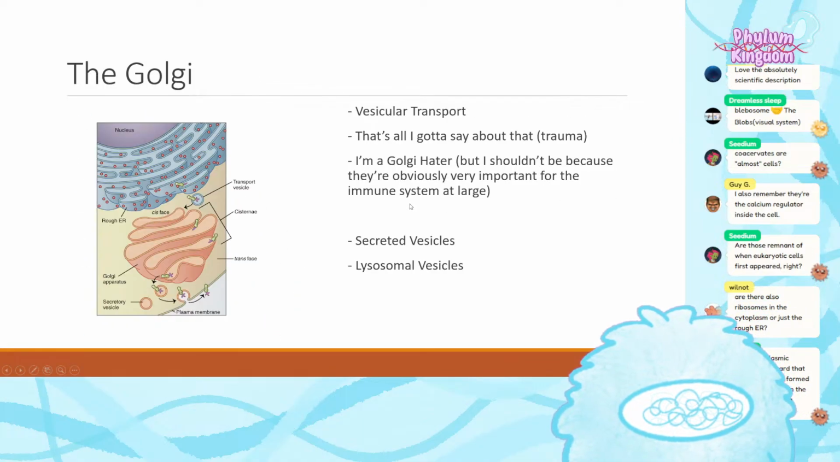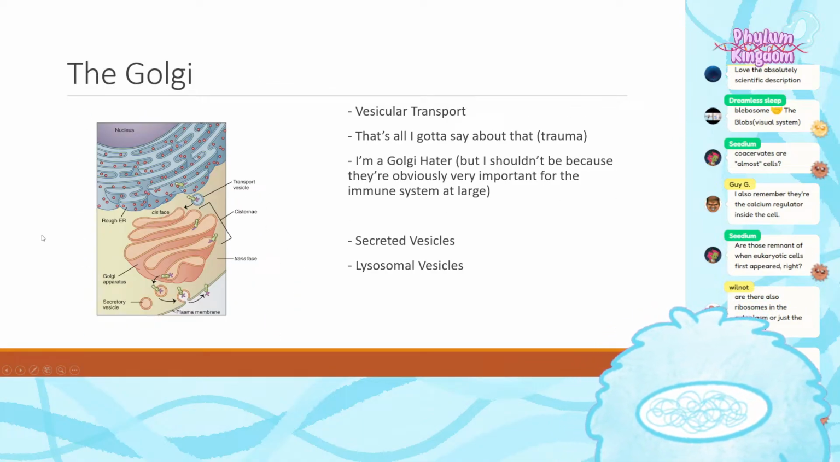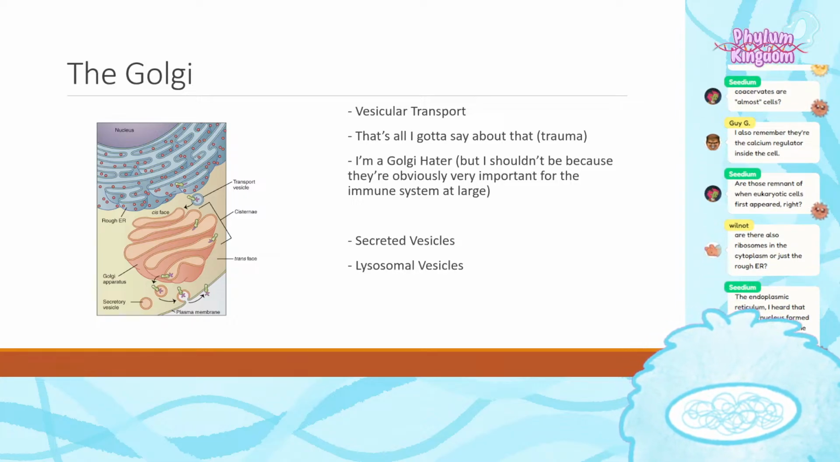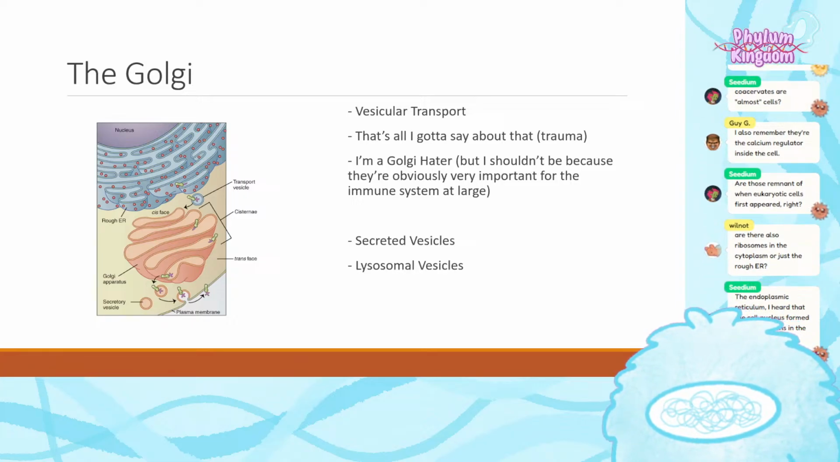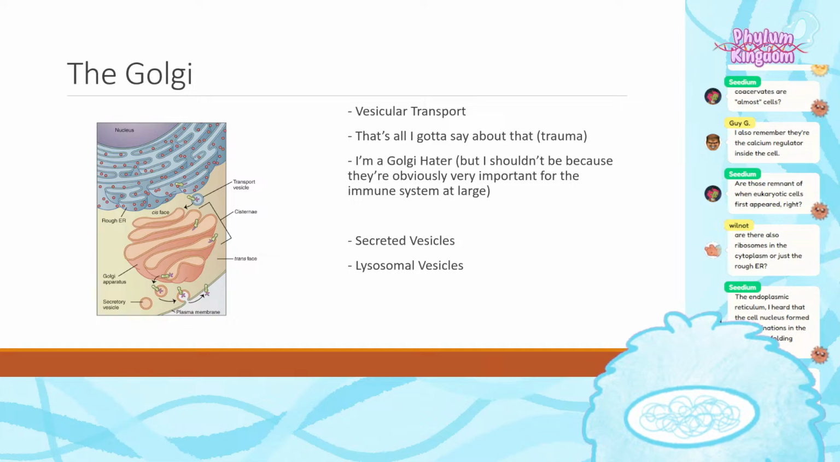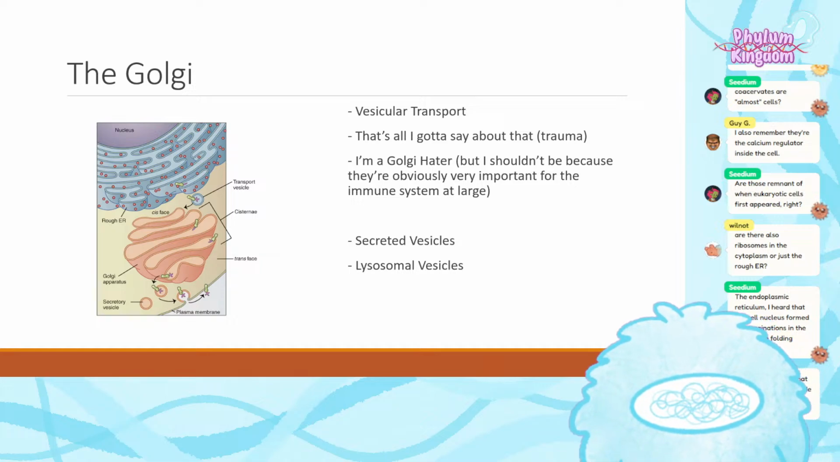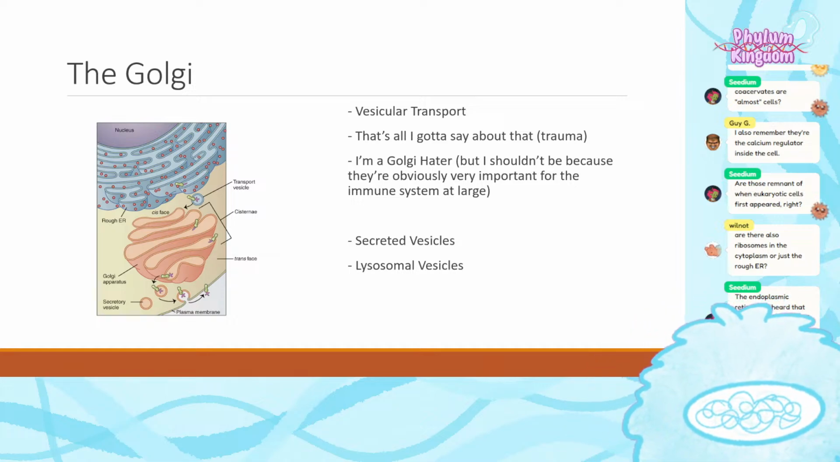All right. So then we have the Golgi. If you are a long-term viewer of Phytoneutrophil, you might remember that I have a distaste for the Golgi. Before that, I'll read Ali's comment.